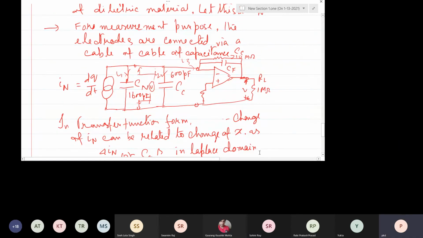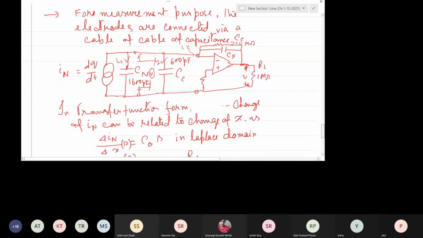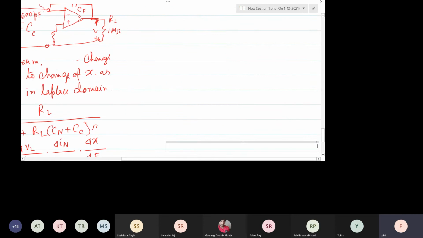Yeah, from this it can be derived. I think I will do it later, maybe next day, I can show you. So basically, this greater than 10 mega ohm resistance path can be neglected. Okay, and then we have this IN, and again it has gone.